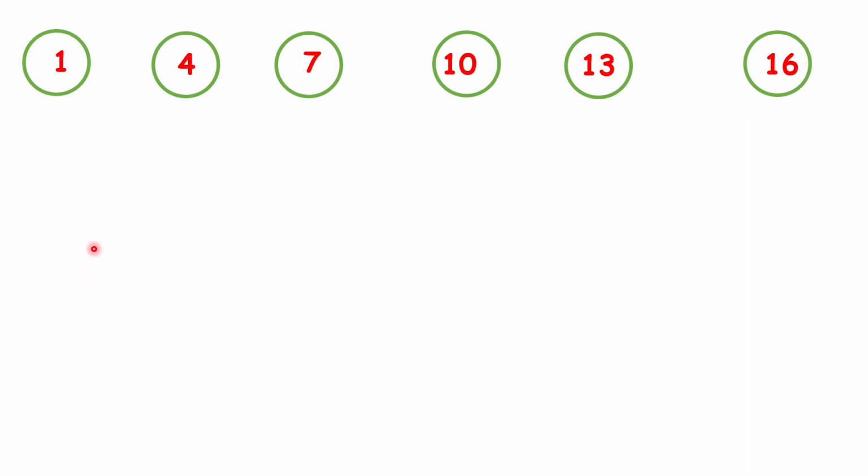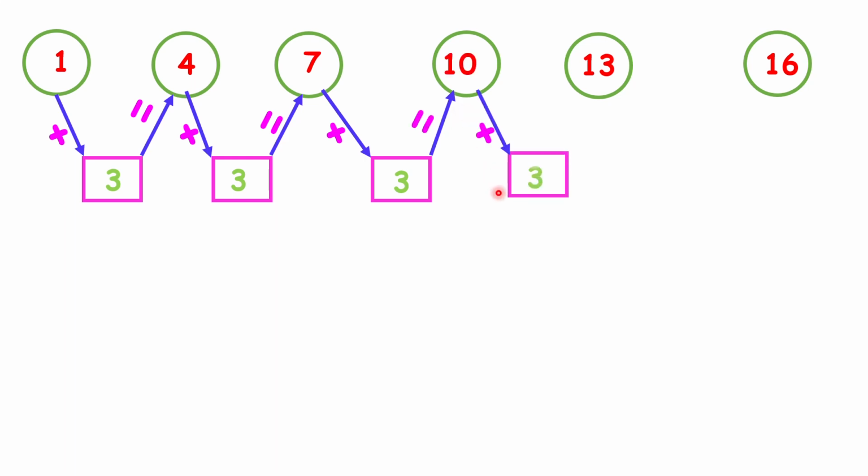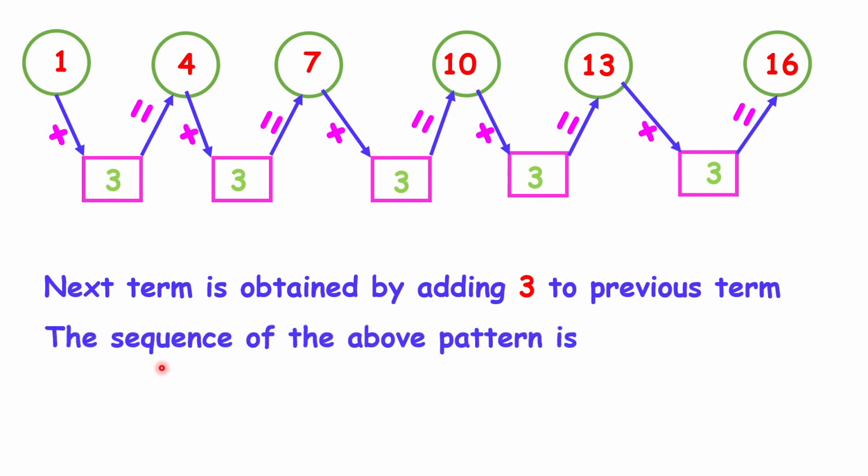We observe this sequence 1, 4, 7, 10, 13 and 16. Which pattern occurs in this sequence? That means we have to add 3 to the first number 1. We will get the second number 4. Also we have to add 3 to the second number. We will get the third number 7. Also we add 3 to the third number. We will get the fourth number 10. Also we have to add 3 again to the fourth number. We will get the number 13. Also we add 3 to the fifth number. We will get 16. The next term is obtained by adding 3 to the previous term.